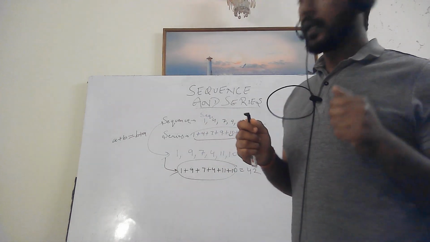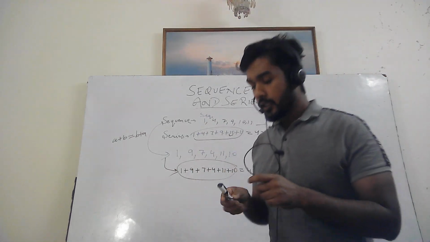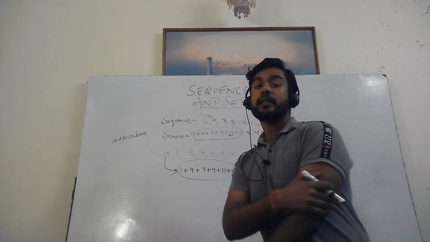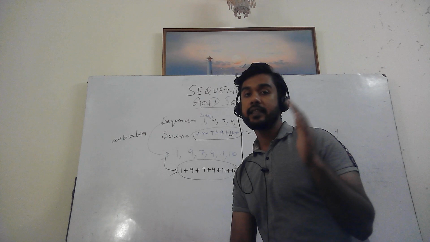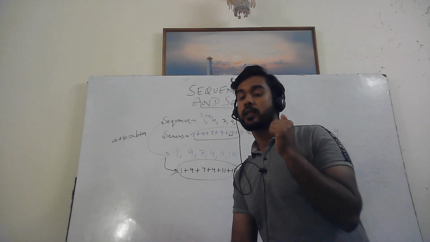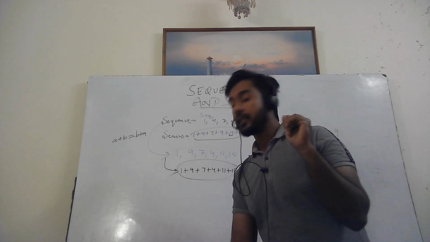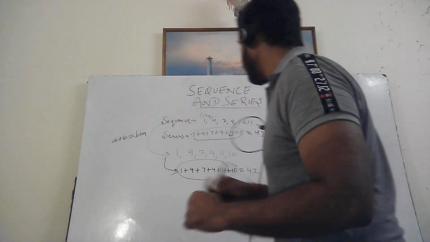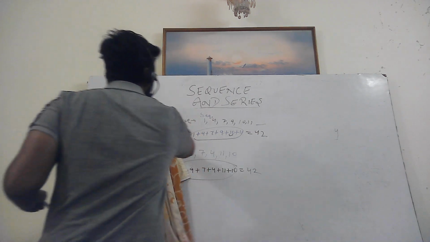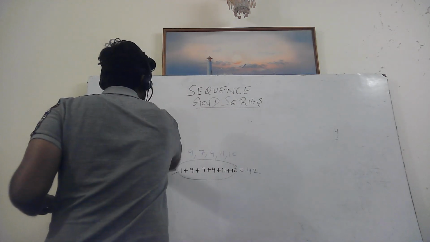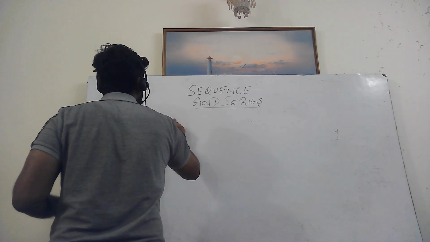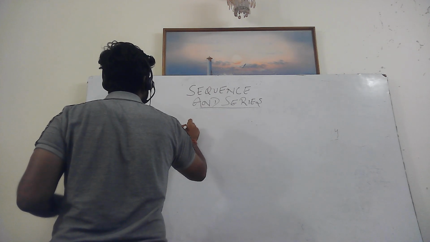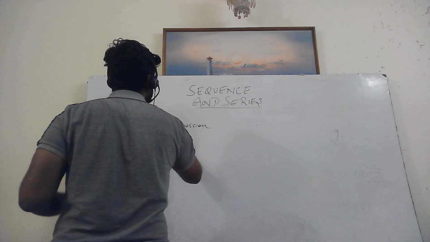Clear? तो ये हमने देखा कि जो सीक्वेंस होता है वो ऑर्डर चेंज करने से बदल जाता है, बट जो सीरीज होती है वो ऑर्डर चेंज होने से नहीं बदलती है. क्लियर? अच्छा, देन व्हाट इज अ प्रोग्रेशन? प्रोग्रेशन क्या होता है? सीक्वेंस में देखा था हमने रैंडमली कोई भी ऑर्डर में नंबर लिख रहे थे.